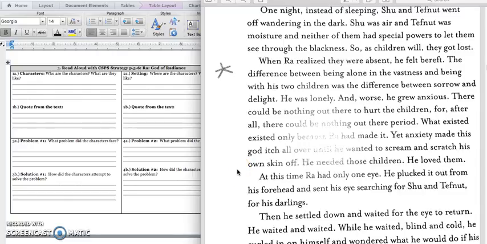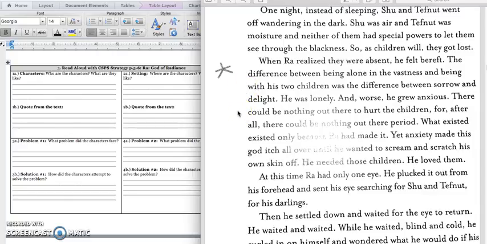And at this time, Ra had only one eye. He plucked it out from his forehead and sent his eyes searching for Shu and Tefnut, for his darlings. All right, we'll stop right there because we have information about the problem.